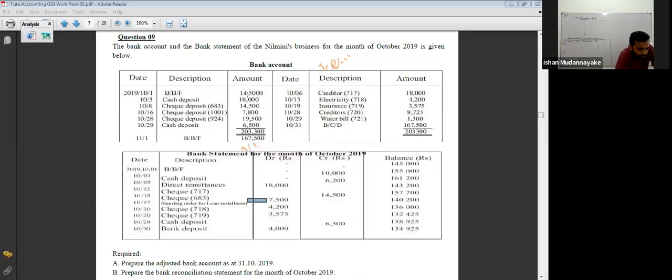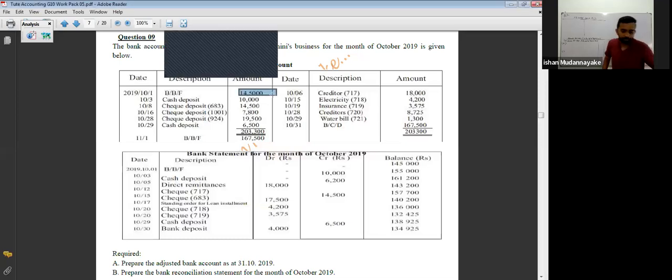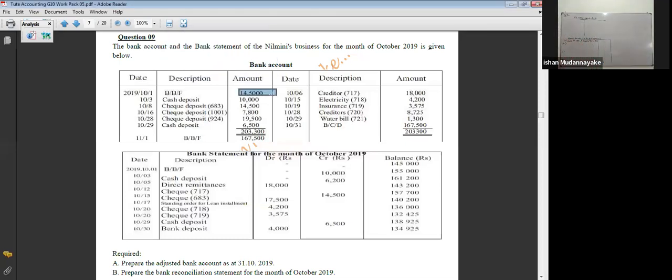Right. Then, the question. Opening bank balance is 145,000. Then that 145,000 is the opening balance of the bank statement. The bank account opening balance is 145,000. The bank statement also has an opening balance of 145,000. So the opening balance is the same.